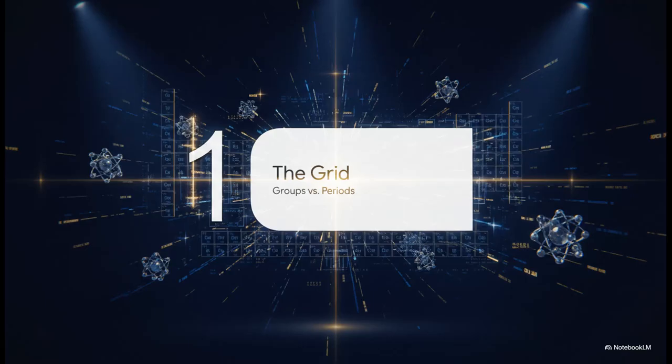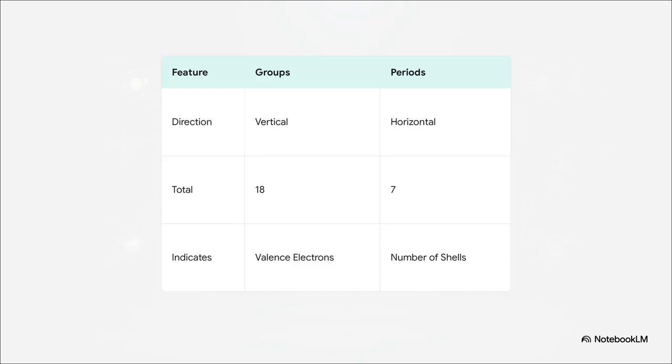All right, part one, the grid, groups versus periods. The rules governing this grid are actually incredibly simple. The vertical columns are called groups. There are 18 of them, and they're super important because they dictate the number of valence electrons. That's just the electrons in the outermost shell.